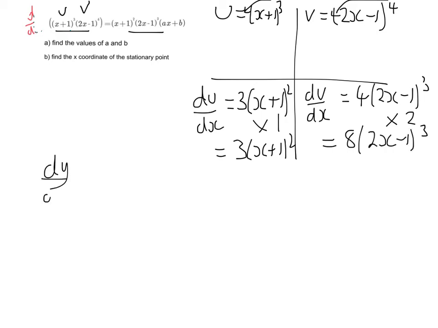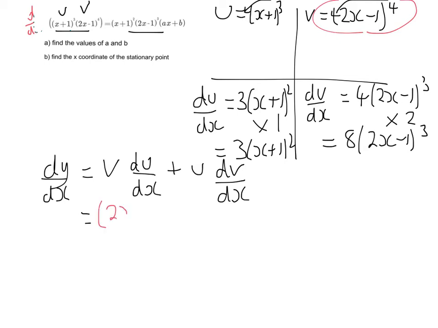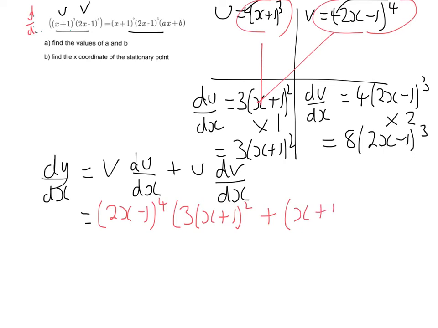Okay, product rule. dy by dx equals u. Why do I always get that wrong? Let's start that again. dy by dx equals v du by dx plus u dv by dx. Okay, so the v, where's my v? The v is (2x - 1) to the 4 times du by dx, which is 3(x + 1) squared, plus u, which is (x + 1) cubed, times dv by dx, which is 8 bracket (2x - 1) cubed.